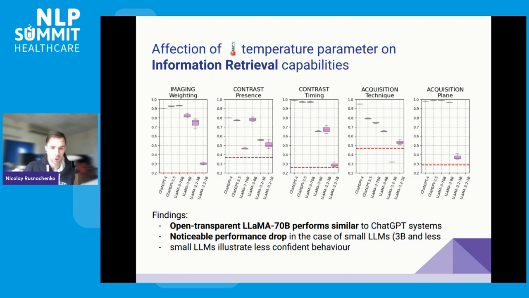First of all, the open transparent Llama 70B performs similarly to the ChatGPT systems, and here's why I can recommend using it out of the box for the latest structuring. The second noticeable fact is that small language models, those at the scale of 3 billion parameters and less, drastically underperform compared with the other models. Most importantly, they actually lose confidence in their responses, where you can see the variations among the several runs on these diagrams.